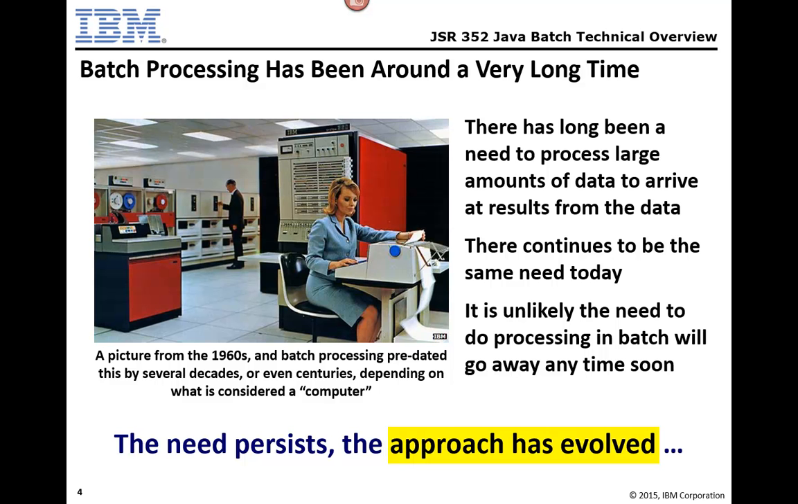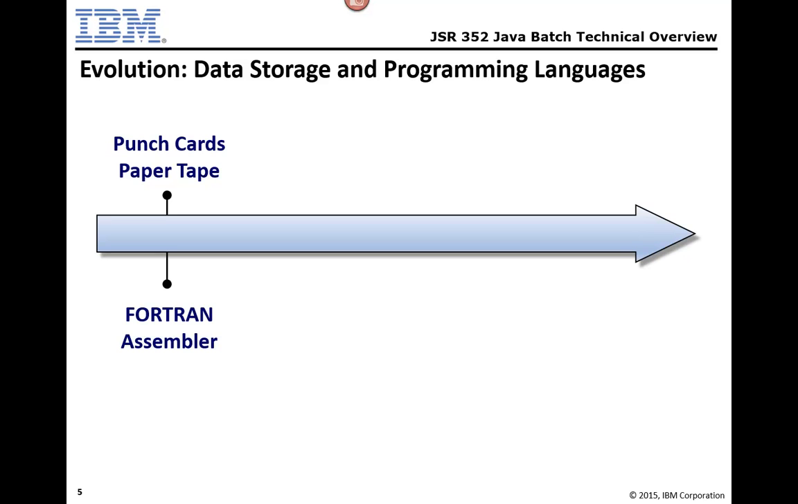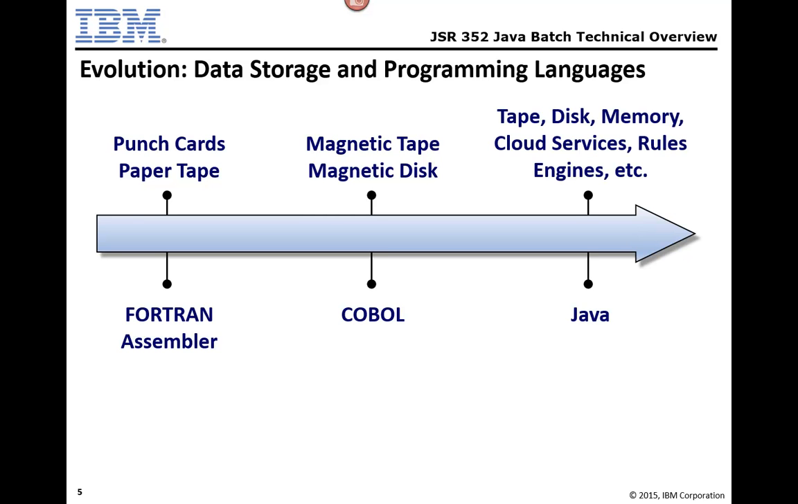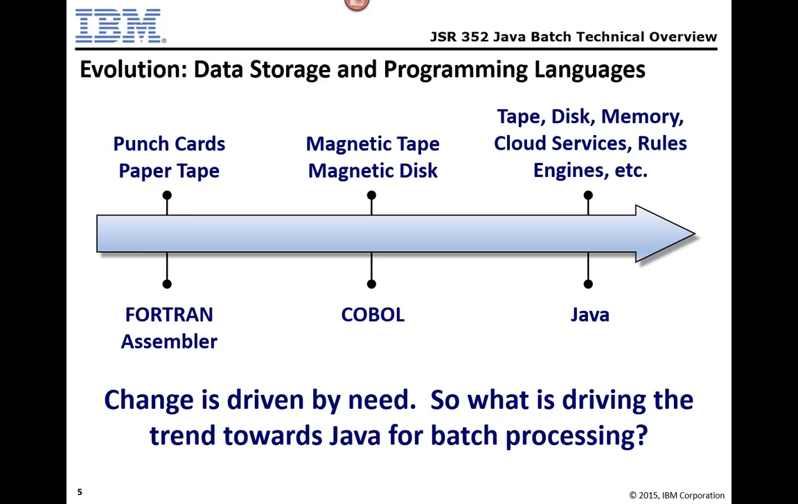What has changed is the approach. That's evolved over time as different technologies emerged. The two key areas of change in batch processing involve the storage medium used and the programming language employed. At first, it was punch cards or punch tape, and the programming language was Fortran or assembler. That gave way to magnetic disk, relational database programs, and languages such as COBOL. Today, the source of data for batch processing can be pretty much anything, and the programming language used is often Java. But change doesn't happen in a vacuum. Something creates a need to change. What's driving the change to Java for batch processing? We'll look at that next.